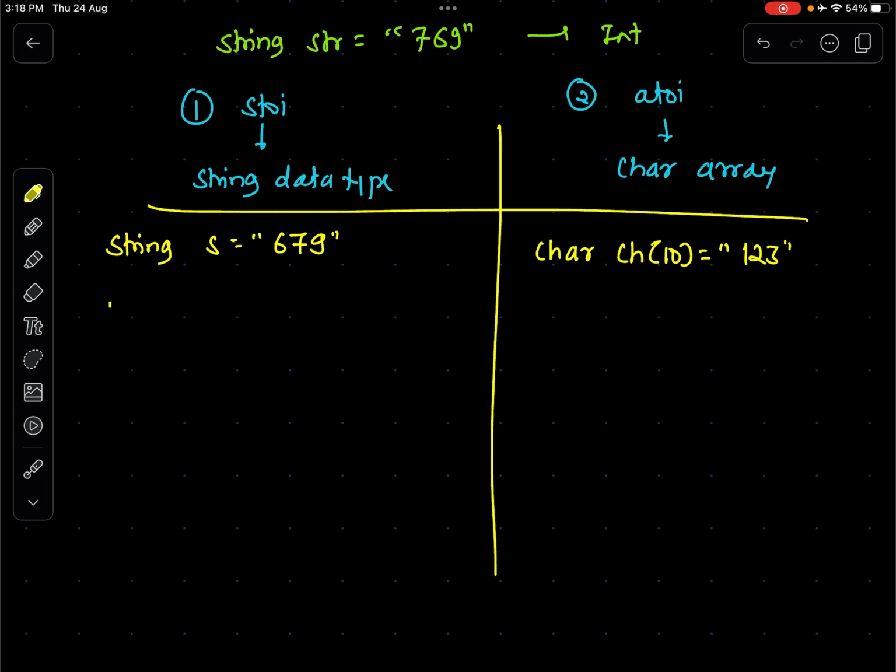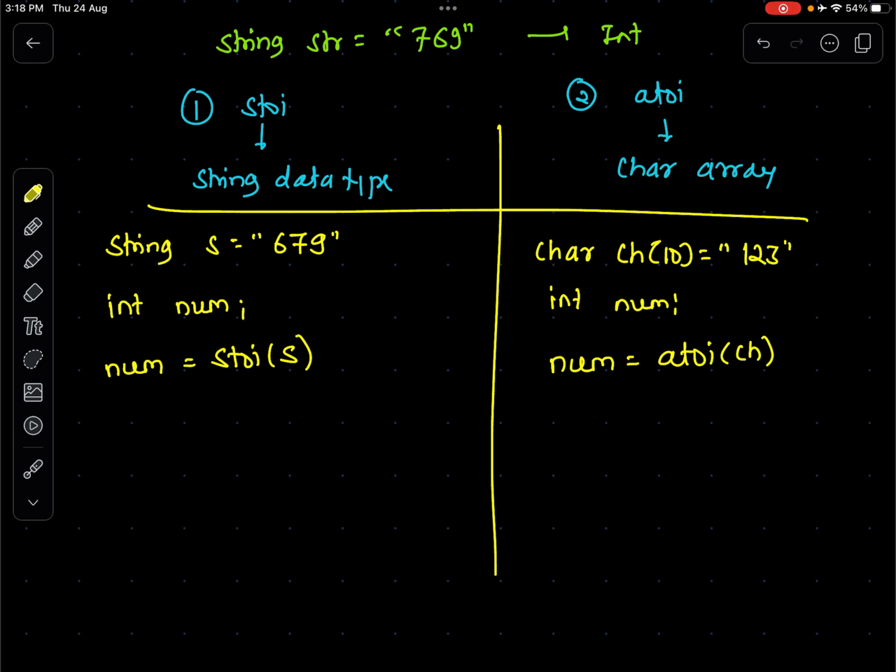Now I want to convert it into the integer. So how will I do it? Say for example num. So num is equal to stoi, and I will simply pass the string because we are dealing with the string data type, and as I told you, stoi is basically used with string data type. In a similar way, if I want to convert the character array into an integer, I will use atoi, and I will simply pass the character array, since we are dealing with the character array, and as I told you, atoi is basically used to convert a character array into an integer.